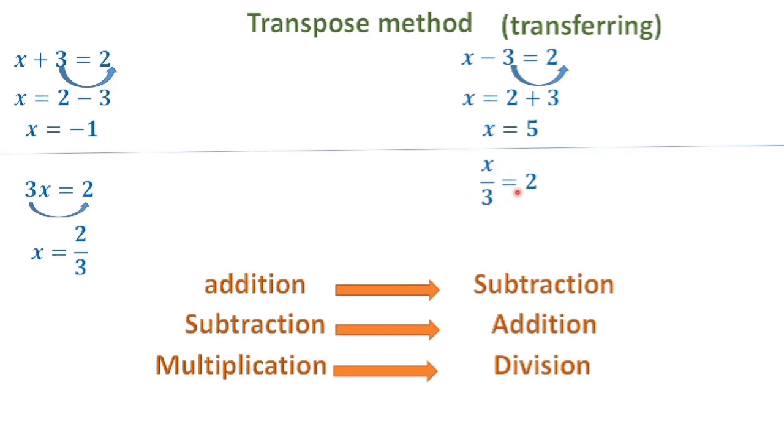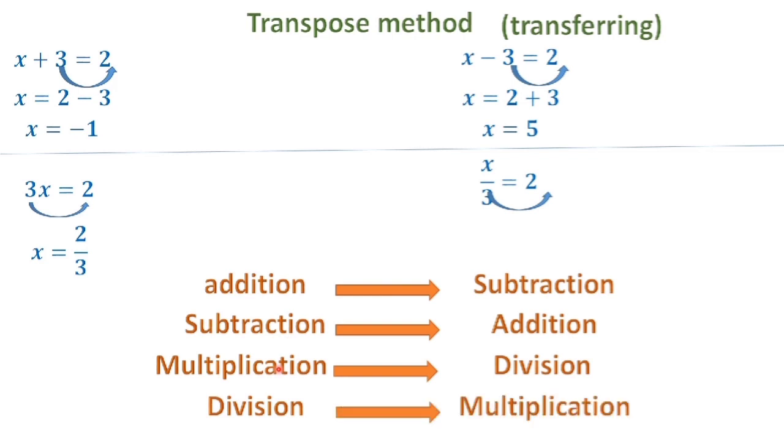Now see the next equation. x by 3 equal to 2. Here it is divided by 3. We have to transpose 3 to the right hand side so that division changes to multiplication. x is equal to 2 into 3. That is x is equal to 6. Now substitute 6 in the given equation. 6 by 3 is equal to 2. Therefore, x is equal to 6 is the solution of the given equation.